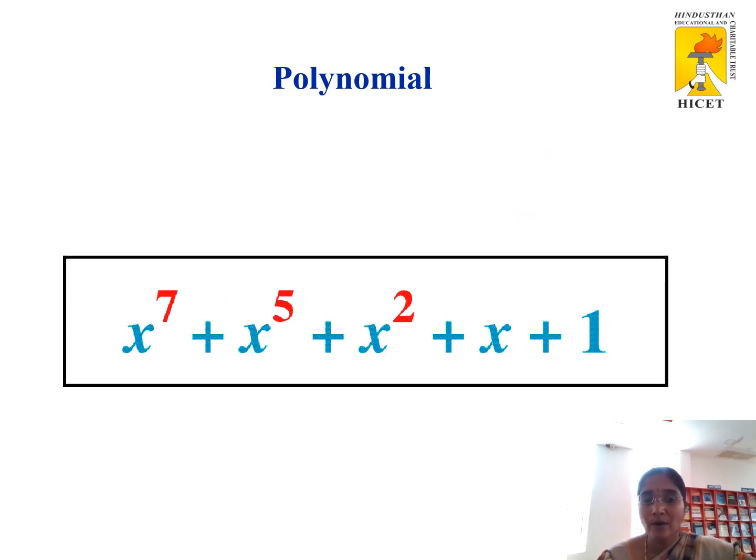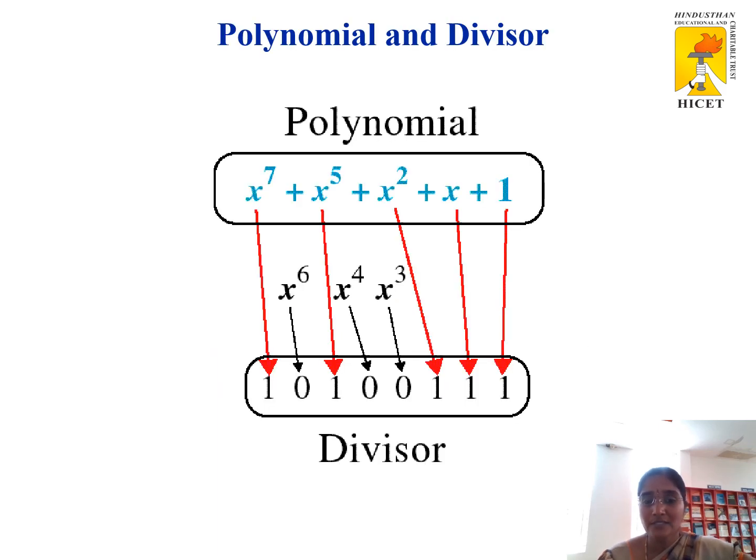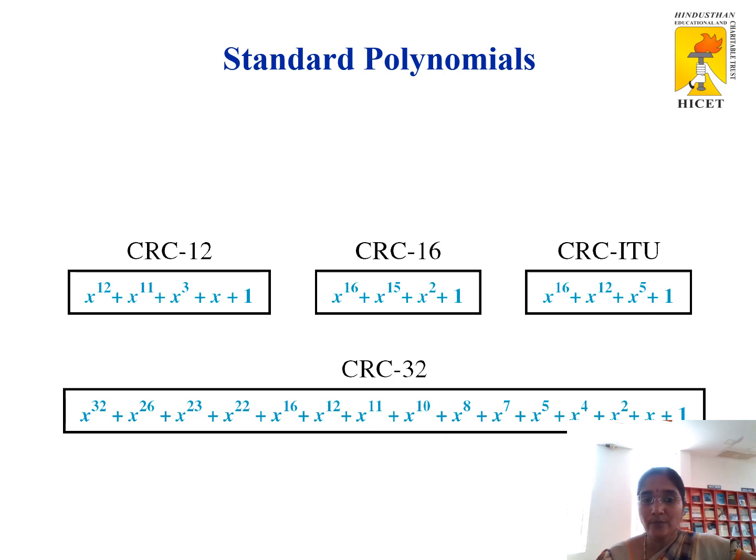Next is the polynomial. A polynomial is the representation of data. For example, it is given like this. Here the polynomial is 1, then x square, x cube, and x to the power of 4 is missing, so it is represented as 0. Likewise x6 is missing here, so it is represented as 0. This is how the polynomial and the divisor are calculated. The standard polynomials are used in CRC, the cyclic redundancy check, which uses a dividend and a divisor for the process.